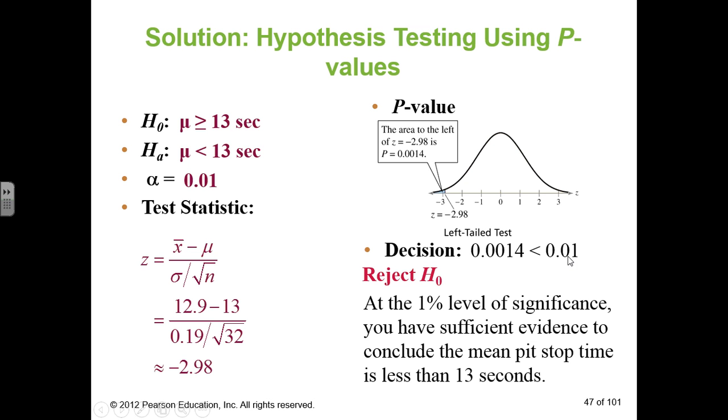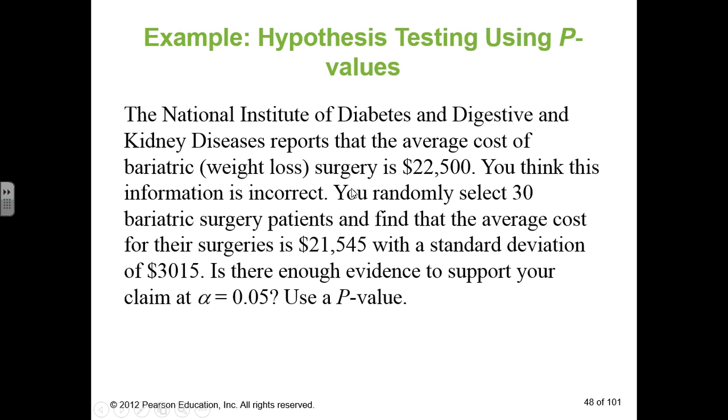0.0014 is less than the significance level of 0.01, thus we reject the null hypothesis, and our conclusion is, at the 1% level of significance, we have enough evidence to conclude that the mean pit stop time is less than 13 seconds. Let's try another example.